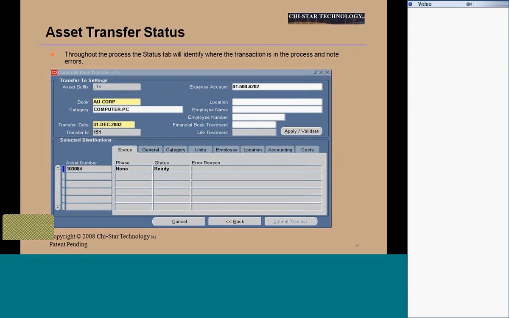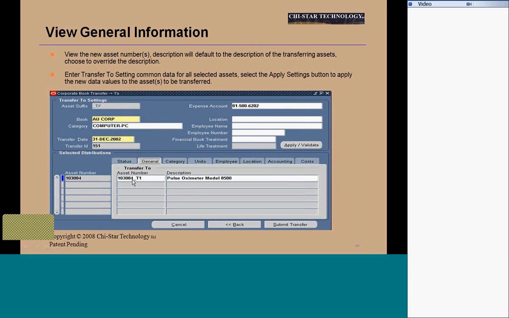If I look at my status tab, it's going to tell me what the status of that asset is. The general tab is going to give me what the new asset number is going to be. Right now, it's going to be the original asset number followed by an underscore T1. That means that it was transferred the first time. And it's going to carry over the description of the asset. At this point, I have the capability of overriding this description if I so choose.